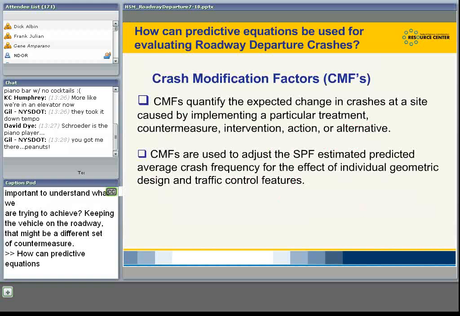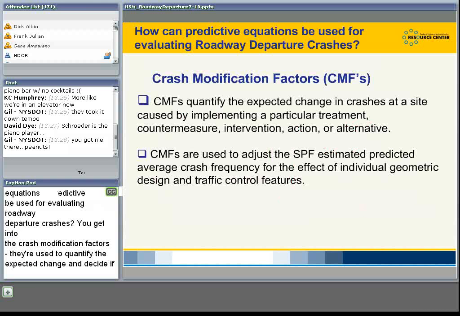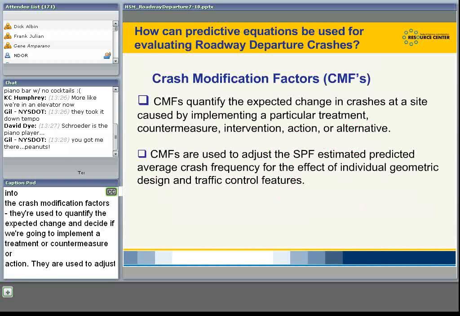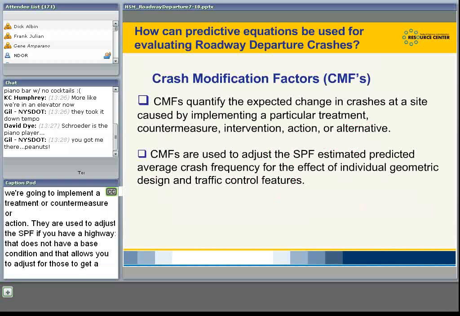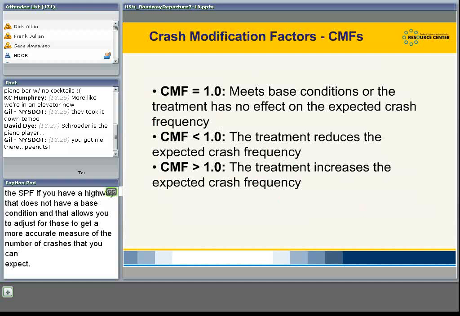So how can predictive equations be used for evaluating roadway departure crashes? And again, it gets into the crash modification factors. The crash modification factors are used to quantify the expected change in a site if we're going to implement a treatment or countermeasure or action. They're also used to adjust the SPF if you have a highway that doesn't have your base conditions. It allows you to adjust for those to get a more accurate measure of the number of crashes that you can expect.